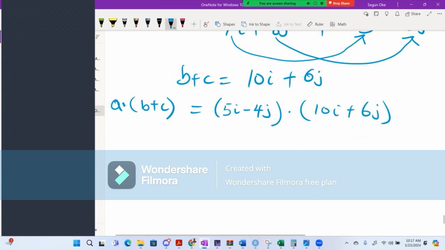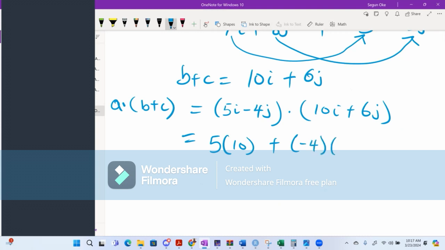So you treat this one as if you are doing A dot B. And the solution will be 5 in bracket 10, plus negative 4 in bracket 6. So this will be 50 minus 24. The final answer will be 26. Take note of that.